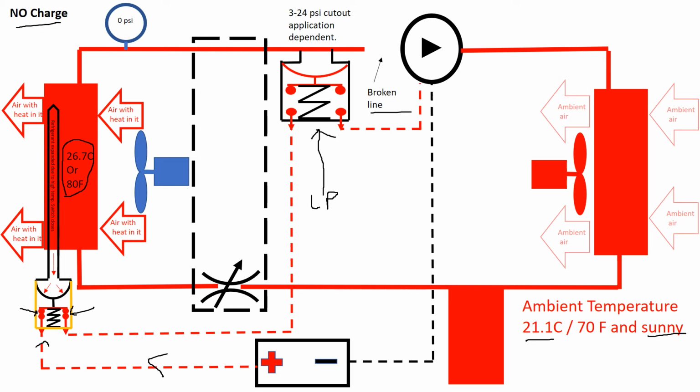However, now that we have a low pressure switch in the mix, that low pressure switch is going to cut out somewhere between 3 and 24 psi, totally application dependent. You have to make sure you've got the right switch going in the right system. Regardless, with no charge at all, we will have 0 psi in the system. This switch is going to cut out. The contacts right here are going to be open, and that is going to stop our compressor from pumping.